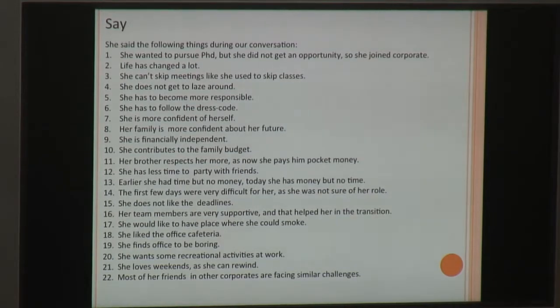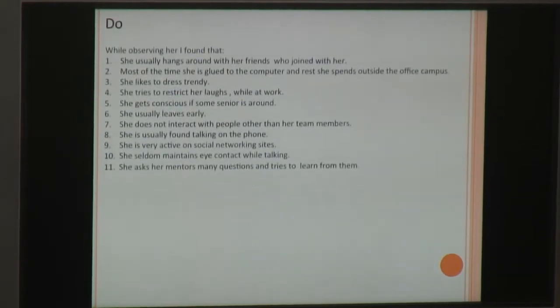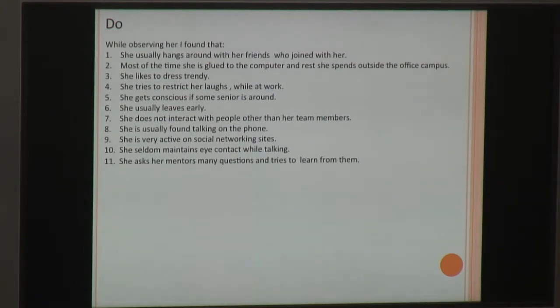With that many, what you typically do is group them into related themes and then hopefully address just one of the themes. So in doing that, she came up with this list of things here. She normally hangs around with her friends. She likes to dress trendily. She normally leaves work early. She doesn't interact with people at work other than her team members. She's on the phone, uses social networking. She doesn't retain eye contact. She asks her mentors lots of questions. So you can look to see if there's any conflicts between this and the first one.